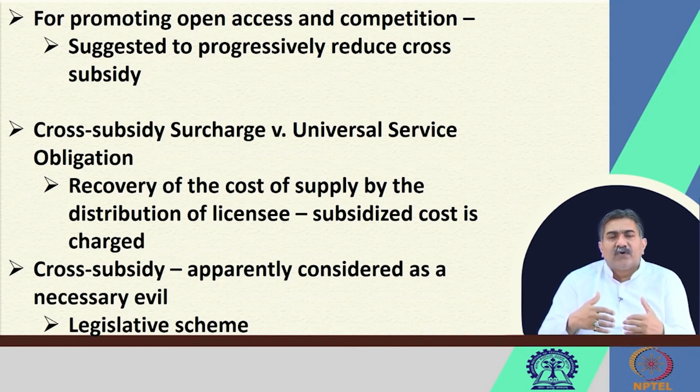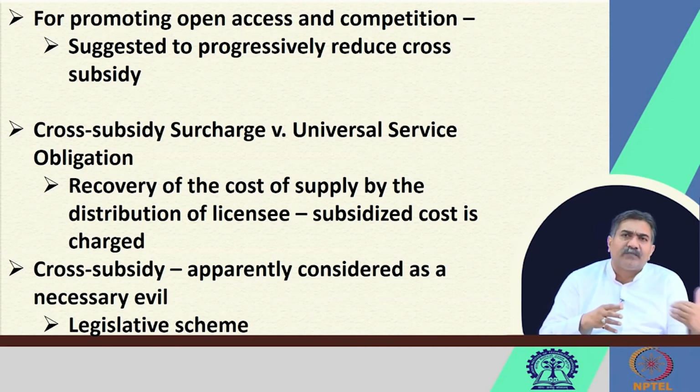Now, with the open access, there is a possibility of the big consumers switching over to the market. And in that regard, it has been suggested that there shall be an imposition of cross subsidy surcharge from the consumers which were supposed to get the electricity from the distribution licensee, but then in their own interest they decided to switch over.